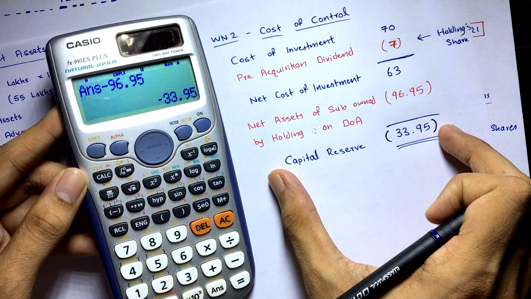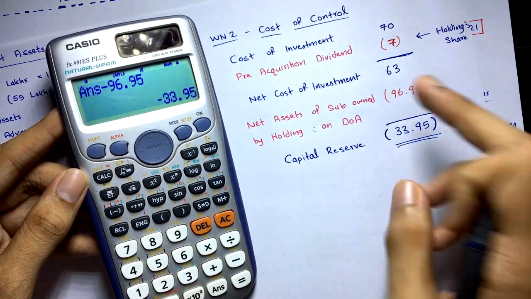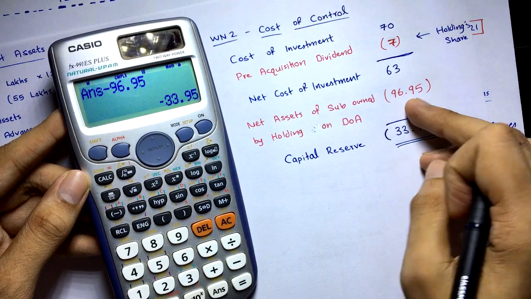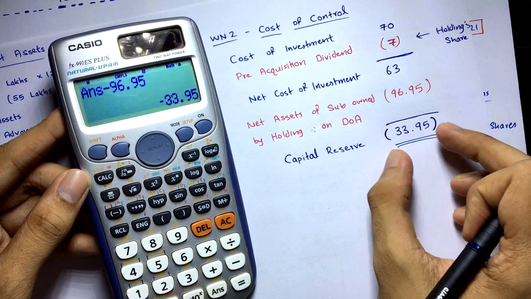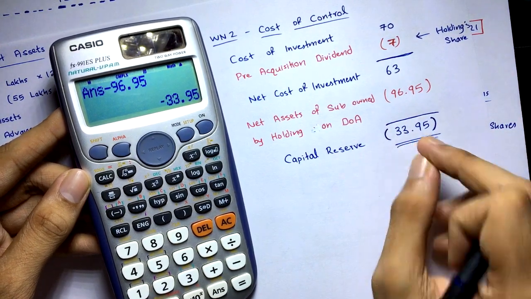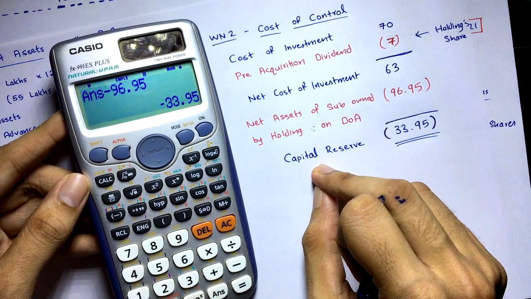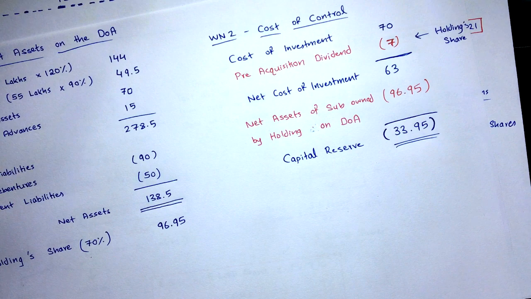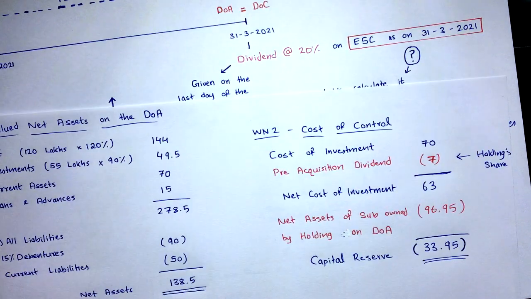You are gaining over here. You have paid 63 lakh net, and you have got net assets, more net assets. So that means you are gaining by 33.95, which is capital reserve. Is that okay? So this is all regarding this question. Fine. So it's not a big deal. It was a very simple question.